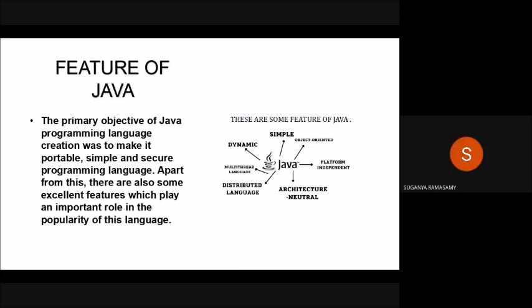Java code is compiled by the compiler and converted into bytecode. This bytecode is platform-independent code because it can run on multiple platforms.